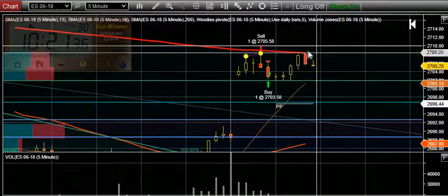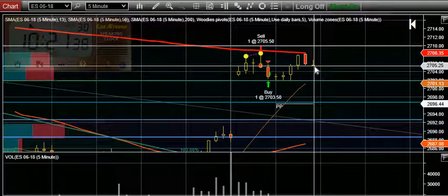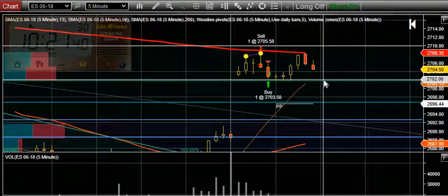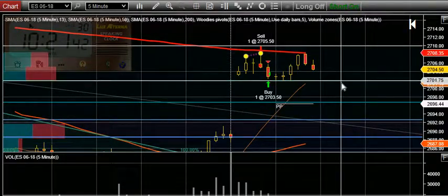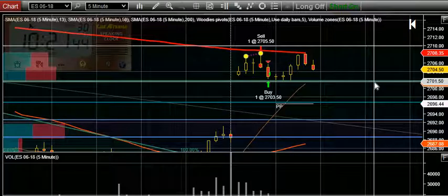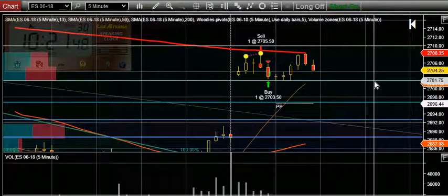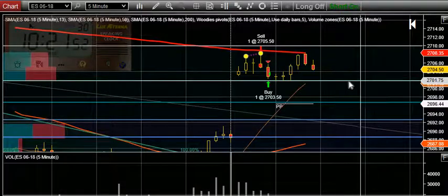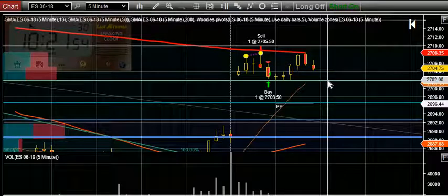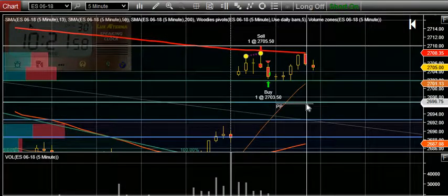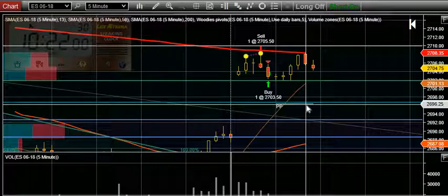But here, as you can see, we hit the 200 moving average. We may go down and hit here. It may just consolidate up and down here. Very choppy waters. I don't usually swim in these waters, so it looks like I'm going to be staying away from the market for a while, up until we show some direction. This is Woody's pivots.